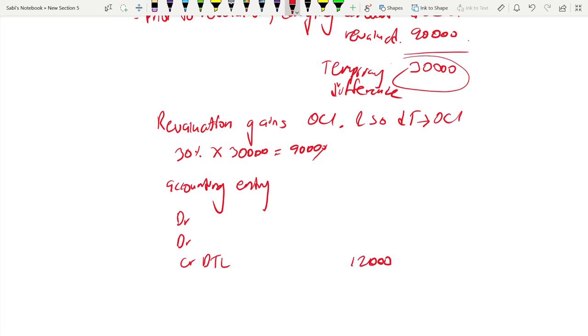Out of this 12,000, the 9,000 that you have just calculated goes to OCI and the balance 3,000 goes to P&L. Now do you understand why we did 30% on 30,000? To find how much will go to OCI, and the balance goes to P&L. So you debit OCI, you debit P&L. P&L is the balancing figure. This is 9,000, we already got. This will be 3,000.